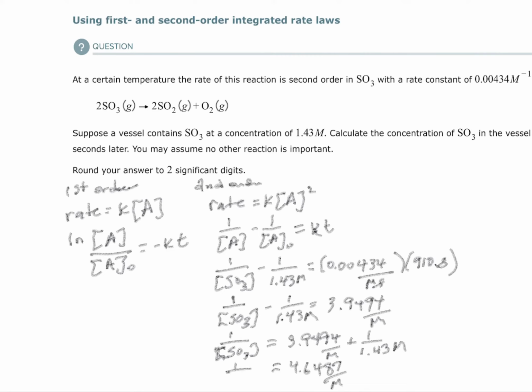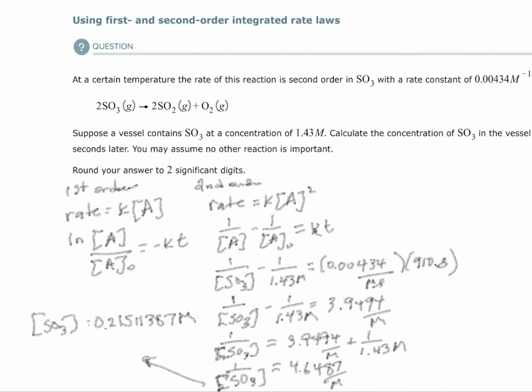That's going to be 1 over SO3. So I've got 1 over the concentration, and I'm just going to do a reciprocal. I'm going to push the 1 over x button. I've got 4.6487 in my calculator. Push the reciprocal button. And I'm going to have the concentration of SO3 equals 0.21511387 molar. Now remember, I had molarity on the bottom, and when I reciprocated, molarity becomes on the top, and that's what I want. I want a concentration.